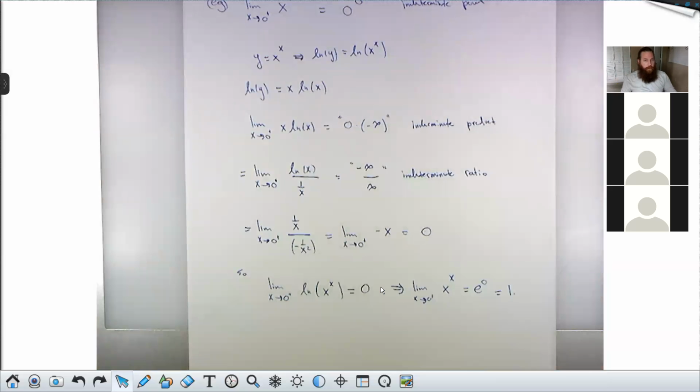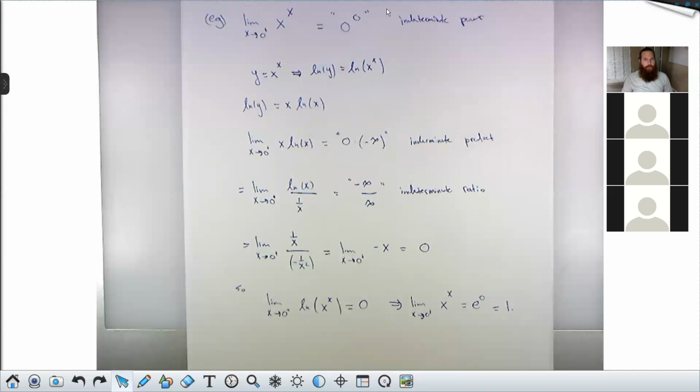So I started out with an indeterminate power. To remedy that, I took logarithms, the natural log. Then I simplify that natural log. Ln of x to the x is the same as x ln x, and I try to take my limit again. This time, instead of an indeterminate power, I get an indeterminate product, which is moving in the right direction, getting closer to something I can use L'Hopital's rule on.